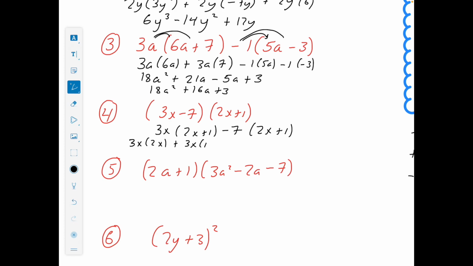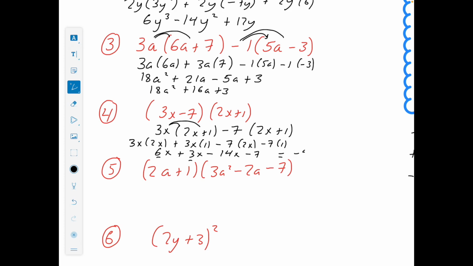Okay, and now we're just going to multiply. So it'll be 3x by 2x plus 3x by 1. Okay, so that by that, and that by that. And then we've minus 7 multiplied by 2x, minus 7 multiplied by 1. This here, 3x multiplied by 2x, that's going to give me 6x squared. 3x multiplied by 1 will give me 3x. Minus 7 multiplied by 2x will be minus 14x. And then minus 7 multiplied by 1 will be minus 7.